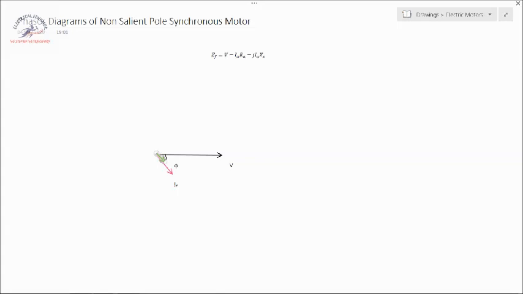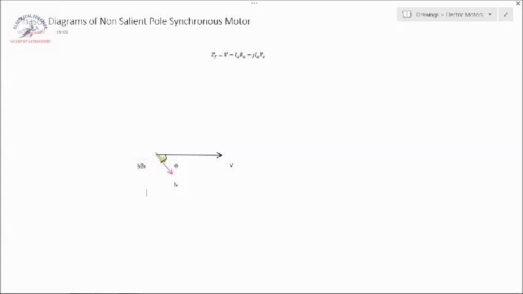Okay, it is in phase with Ia. The vector should be in phase with Ia and it should be smaller than vector Ia. So now I have got the vector IaRa. All the vectors I am drawing at the origin because that is the point of reference.